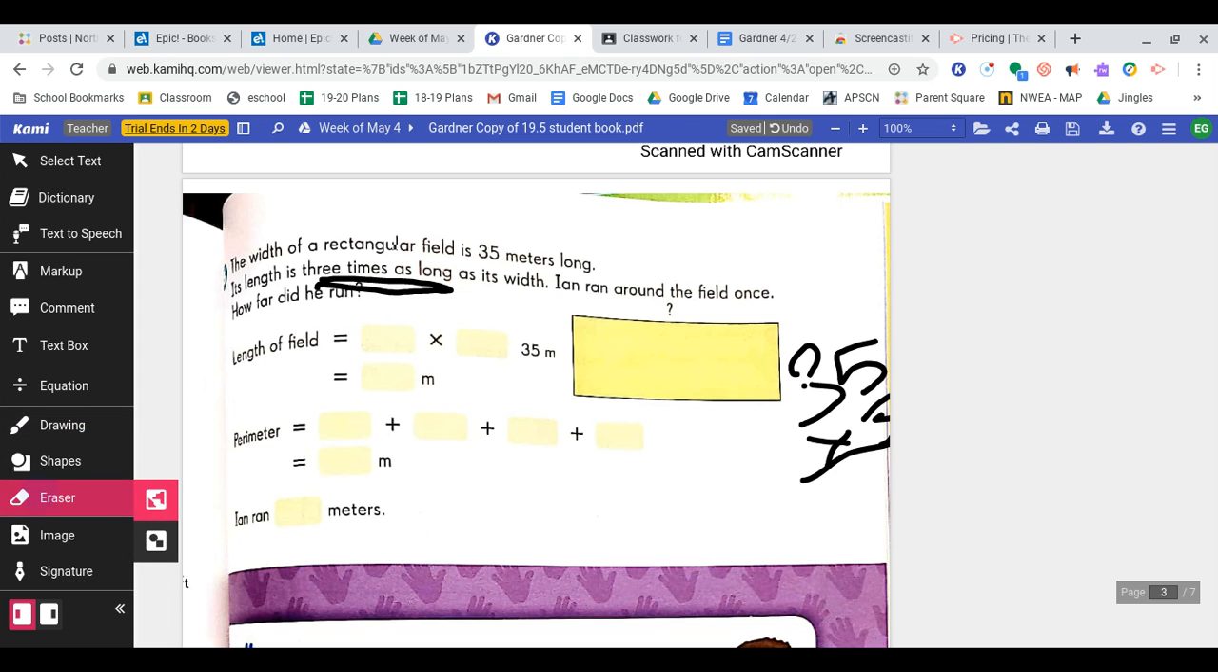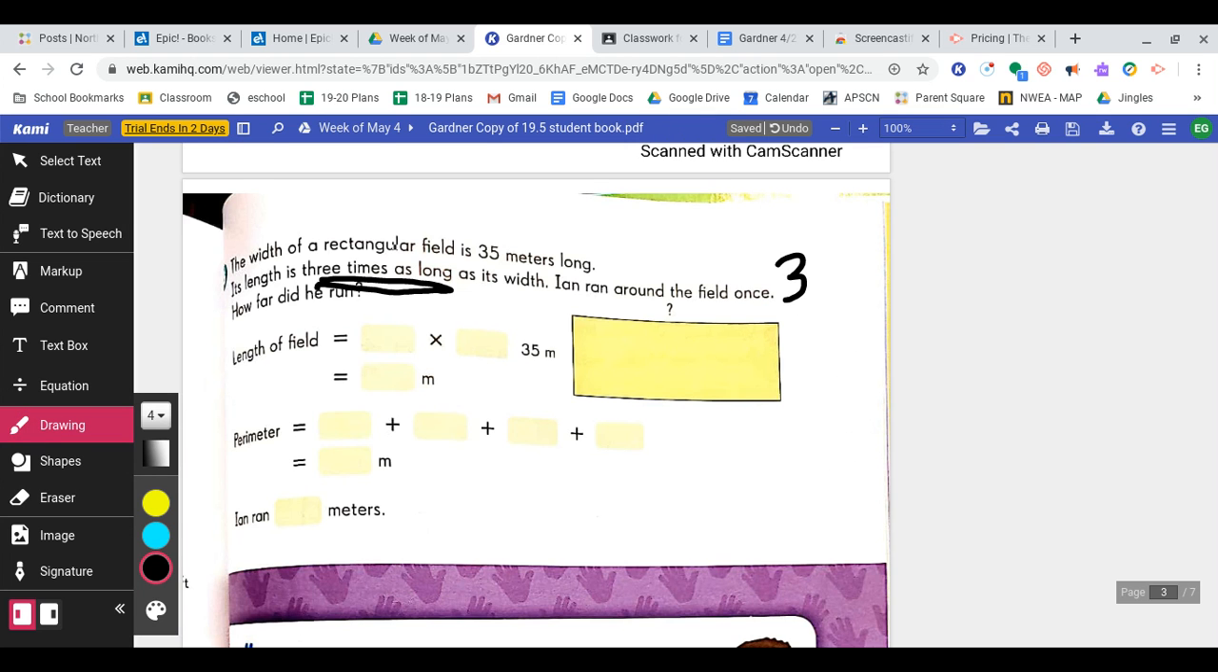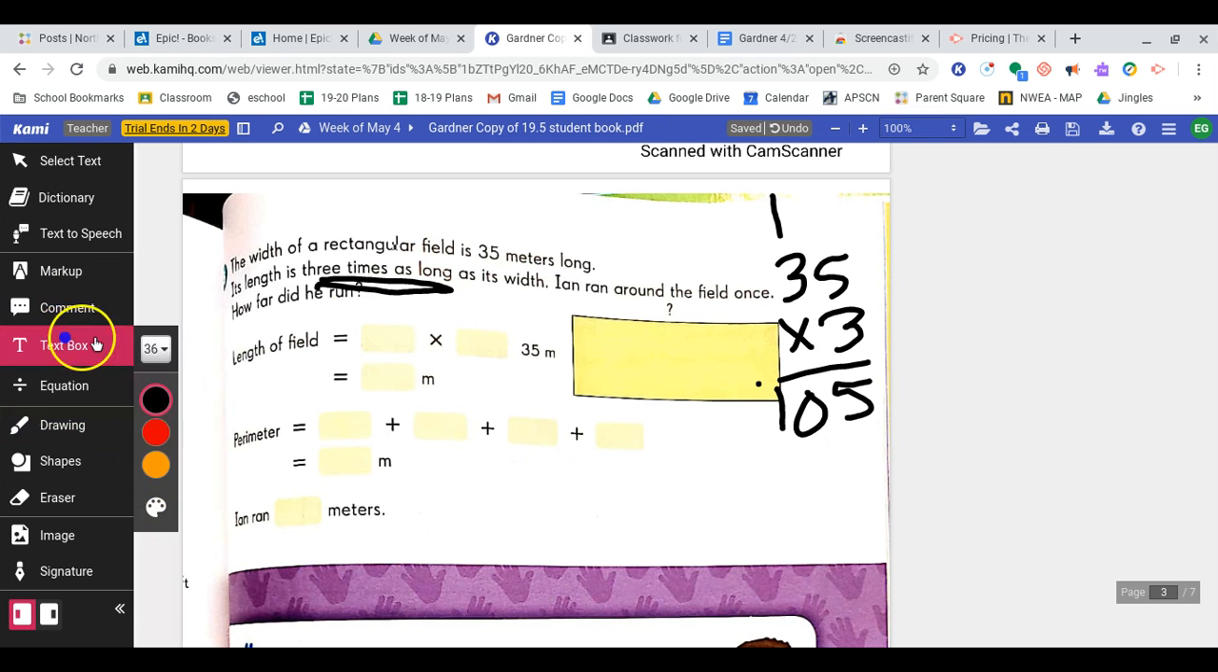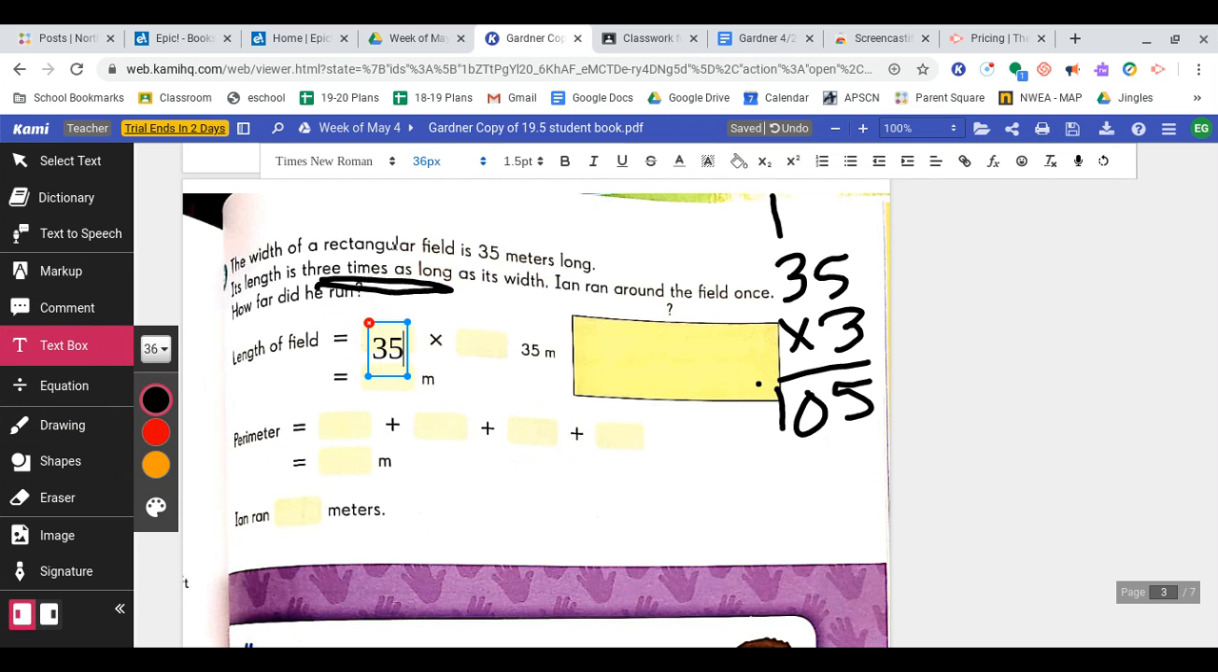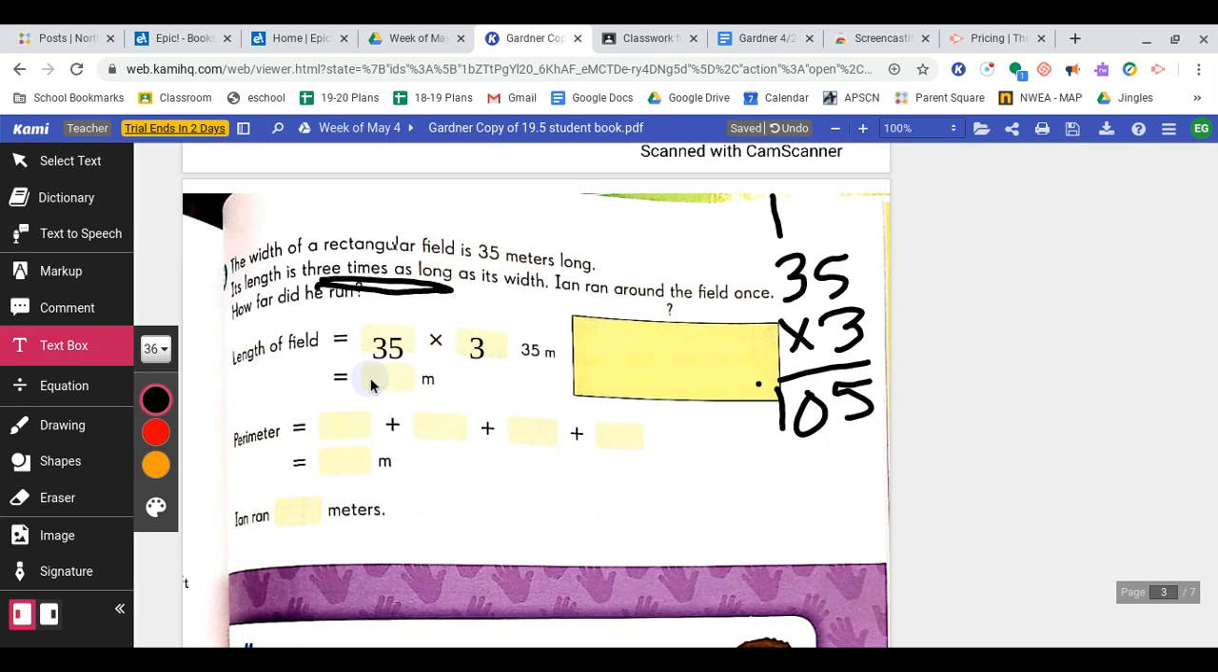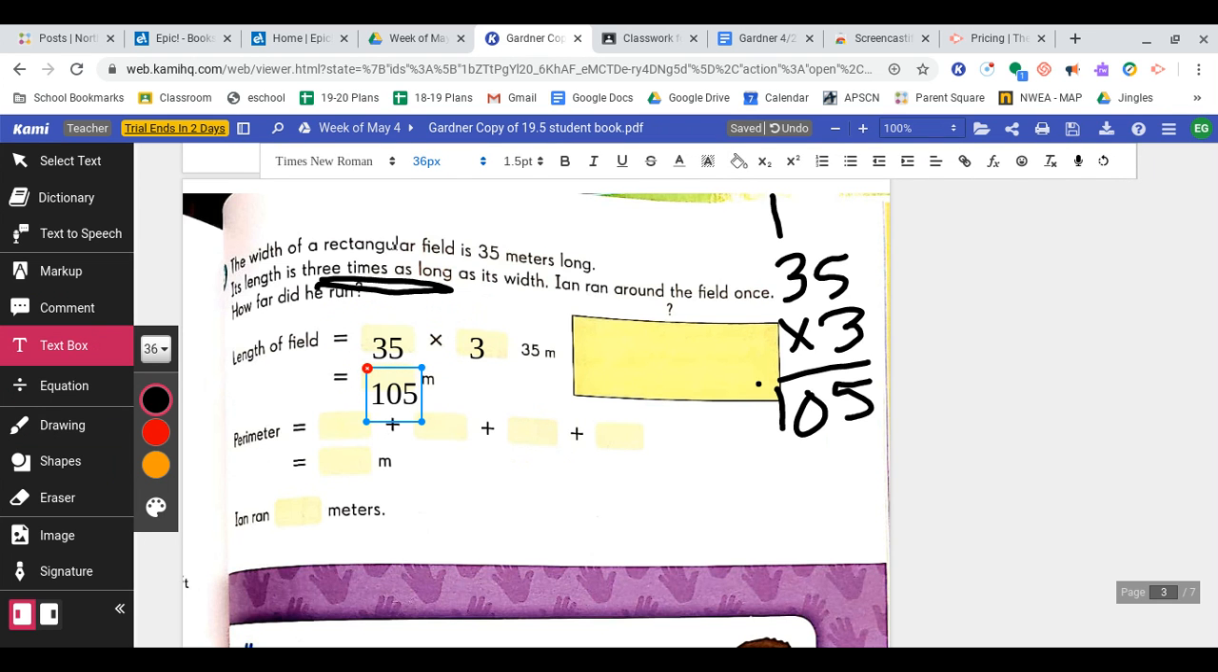Let me try that again. Okay, 35 times 3 to find the length of the long side of this rectangular field. 5 times 3 is 15. 3 times 3 is 9, plus 1 is 10. So the length should be 105. We'll write what our work was here. 35 times 3 equals 105 meters. That's our unit of measurement.